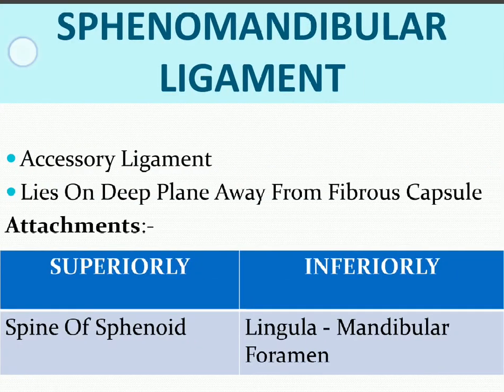Sphenomandibular. So as the name suggests, it is superiorly attached to the spine of the sphenoid bone and below it is attached to the mandible. That is, there is a mandibular foramen and it contains a lingula. Lingula is basically lip. So foramen bears a lip and that is known as lingula. So it is an accessory ligament, supporting ligament, lies on a deep plane away from the fibrous capsule.